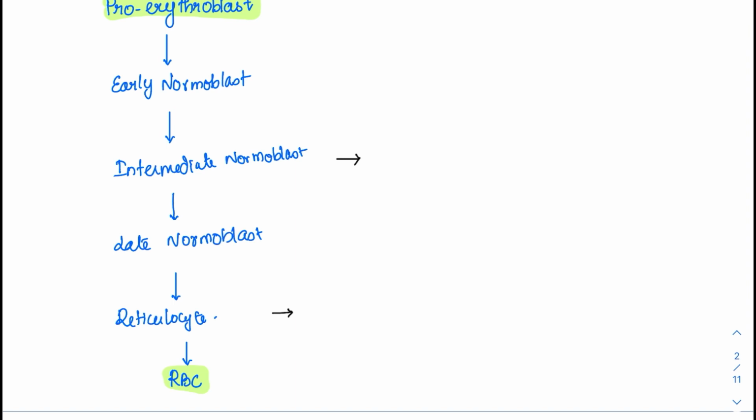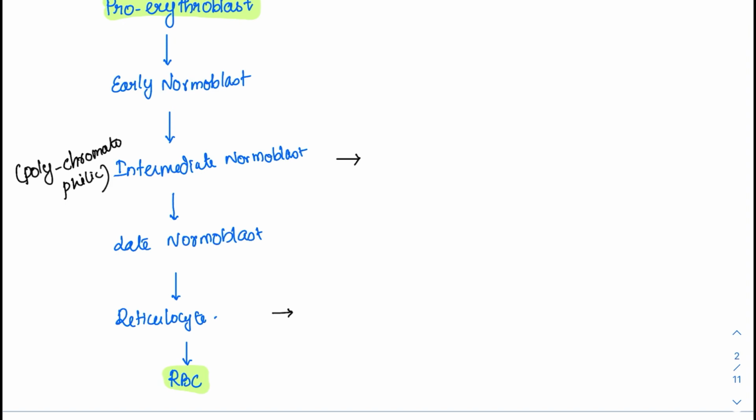This intermediate normoblast is also called the polychromatophilic normoblast because initially they will be basophilic and they will start changing into eosinophilic. Here both are present. That's why it is called polychromatophilic, multicolored.